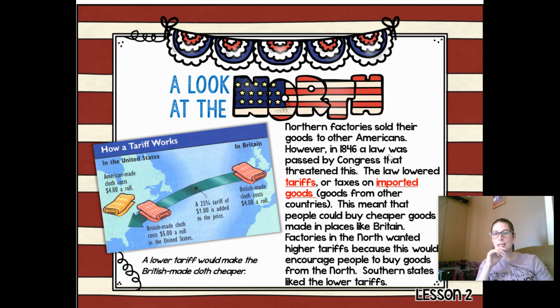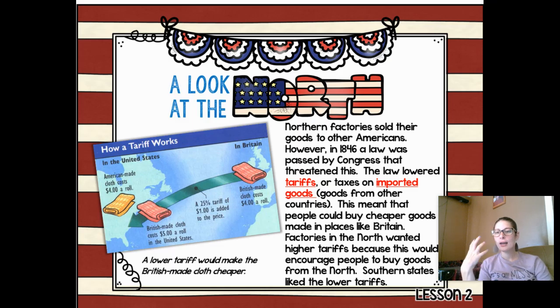However, in 1846, a law that was passed by Congress threatened this. The law lowered tariffs. Tariffs are taxes, and we learned about that during the American Revolution. They are specifically taxes on imported goods. So that's goods coming from another country, okay? So it lowered those taxes.